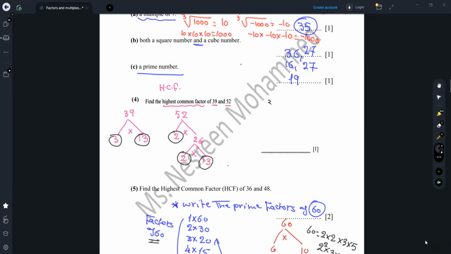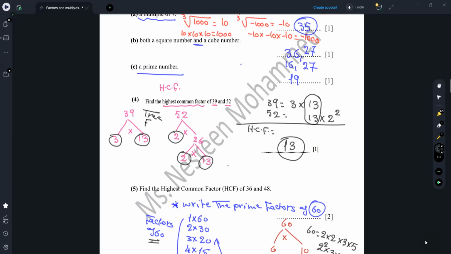Now, 39 equals 3 multiply 13. 52 equals 13 multiply 2 power 2. These are the factors. I want to get the common factor between them. It will be 13. This is the common factor between them. We can get the prime factors by another way. I will show it in the next exercise.